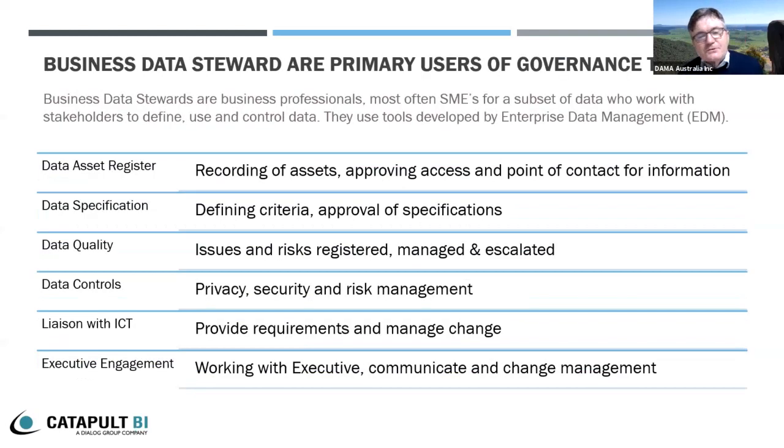So another reason to focus on the business data stewards is they're actually the primary users of many of the deliverables from a data governance point of view. From a data asset register, they were focused on improving access to their data. In data specification, they're the people who are going to sign off on the specifications. They're the people who are going to manage the quality. They're going to do controls, engage with IT, and they're going to engage with executives and talk about data problems, or where they are, where they're not, and talk about innovation around data. So it's important to recognise that a data steward is a primary user of the work which data governance areas do in organisations.